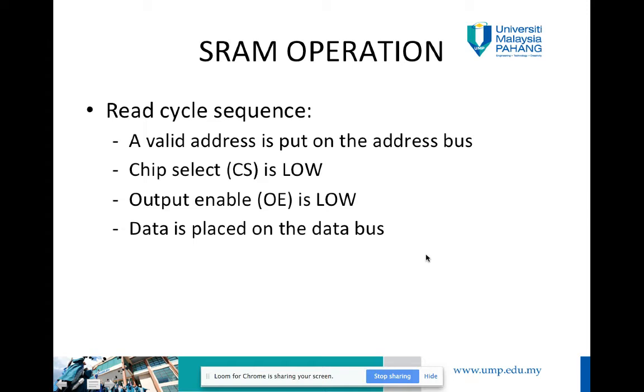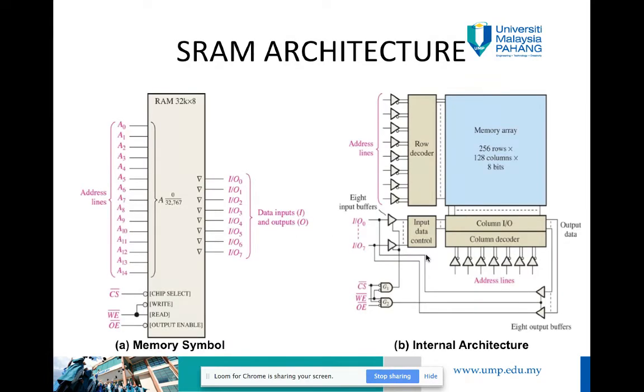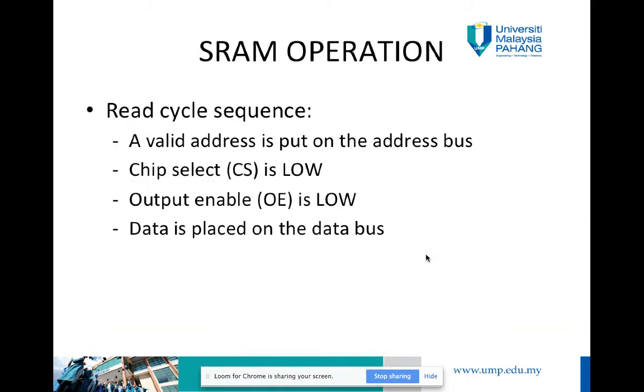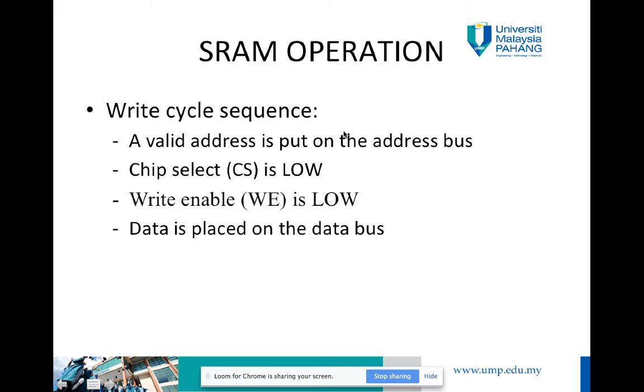So SRAM operation, the read cycle sequence: a valid address is put on the address bus. Chip select CS is low. You can look at the logic circuit here. Chip select is low, output enable is low, and data is placed on the bus. So this is the example of the read cycle for the static RAM operation.